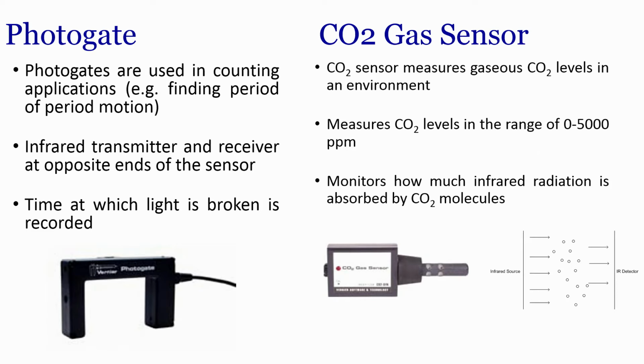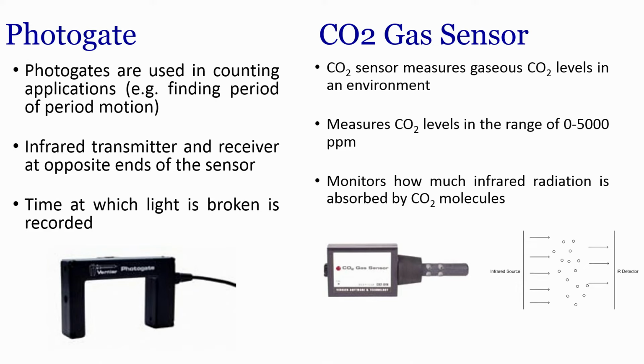Another sensor is the photo gate. Photo gates are used in counting applications, for example finding the period of a motion, and they can also be used with an infrared transmitter and receiver at opposite ends of the sensor. The time at which the light is broken is also recorded with the help of the photo gate.